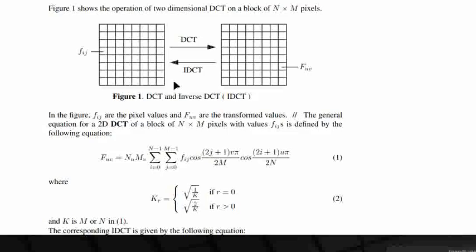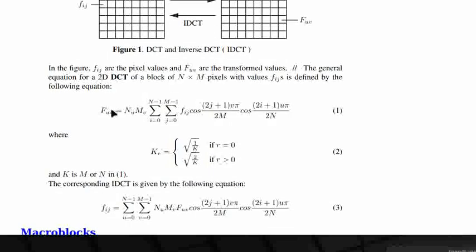This equation defines the two-dimensional discrete cosine transform, DCT, for an n times m block of pixels with values Fij. FUV is equal to constants nu times mv times this double summation, summing over i, j, that is, summing over all the samples of the m times n block. We have Fij times cosine of (2j plus 1) times v times pi over 2m, times cosine of (2i plus 1) times u times pi over 2n.